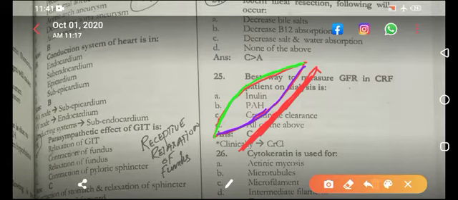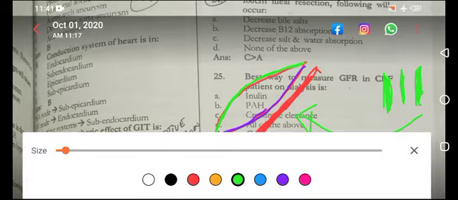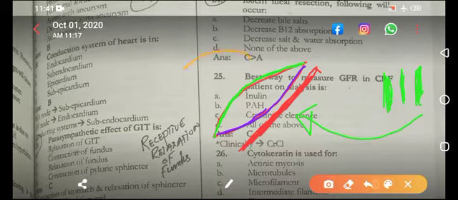So we are having the three layers: the pericardium, the myocardium, and the endocardium. Now we are discussing the structure of the pericardium. Which layer is this? The visceral layer of the serous pericardium. This is also known as the epicardium.